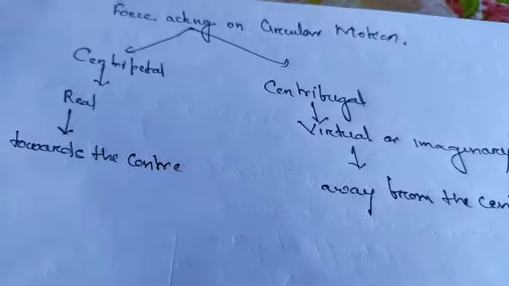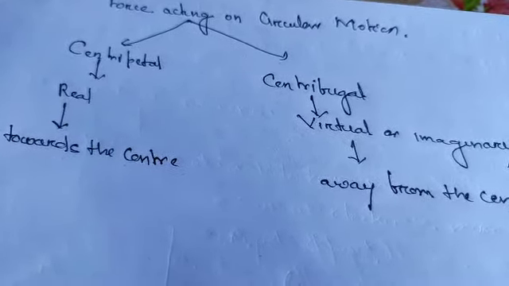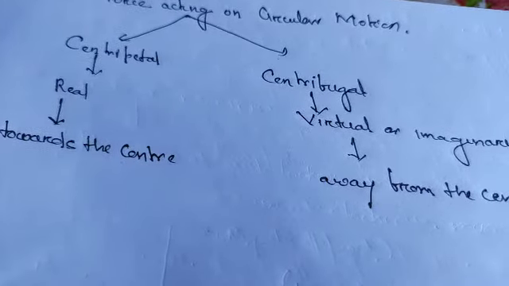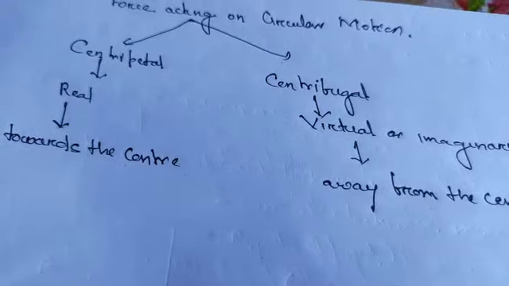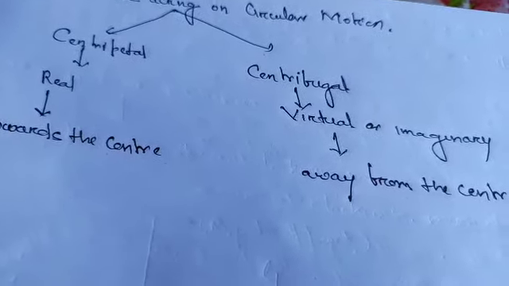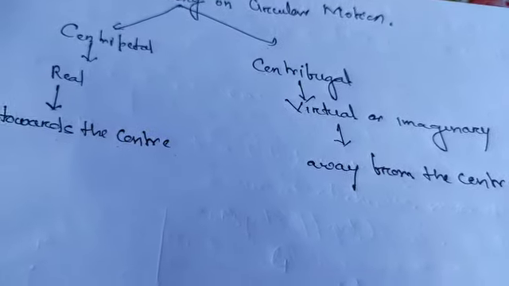Now how can you identify? If I say both are acting together, the centripetal force is always toward the center. Means whenever a body is rotating or moving, anything which is moving towards the center is a part of the centripetal force. And the force which is taking the body away from the center is the centrifugal force.